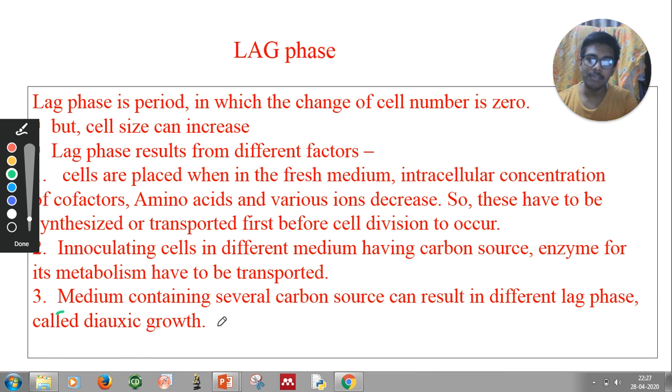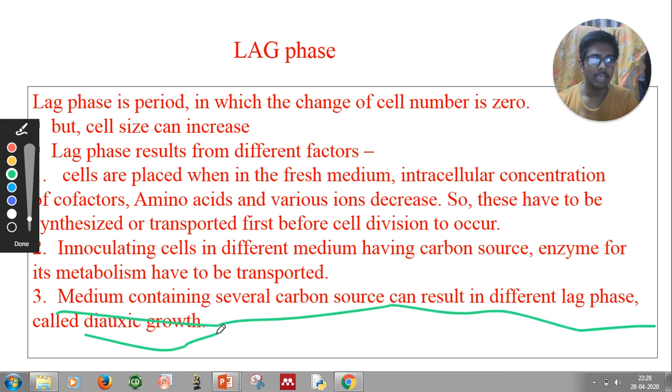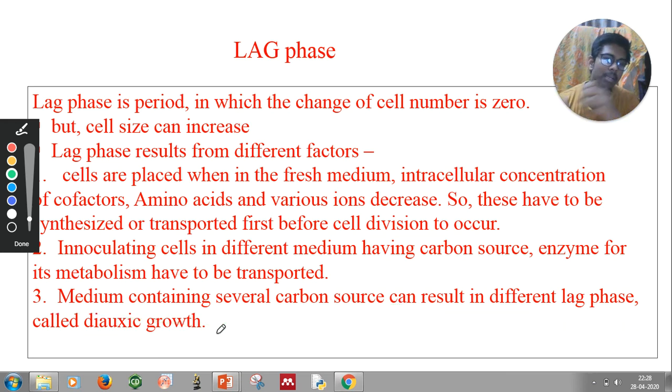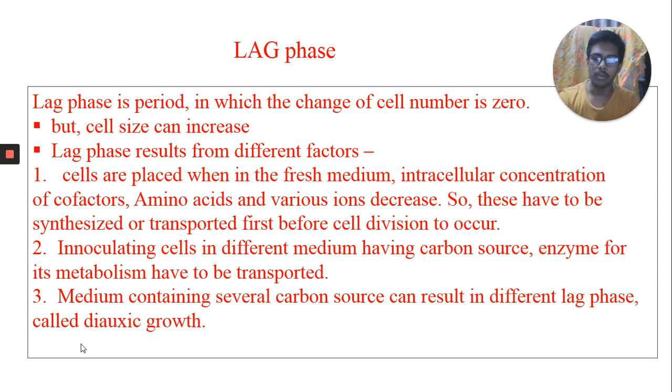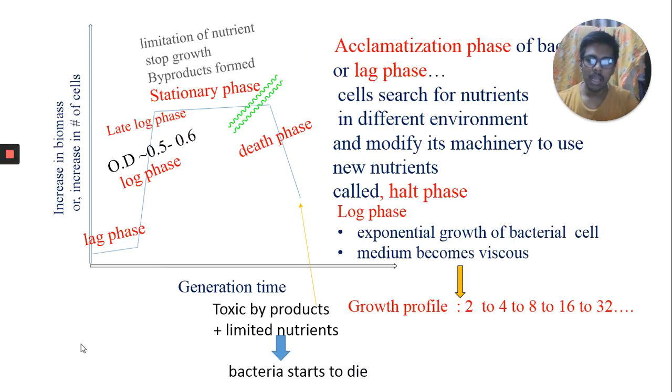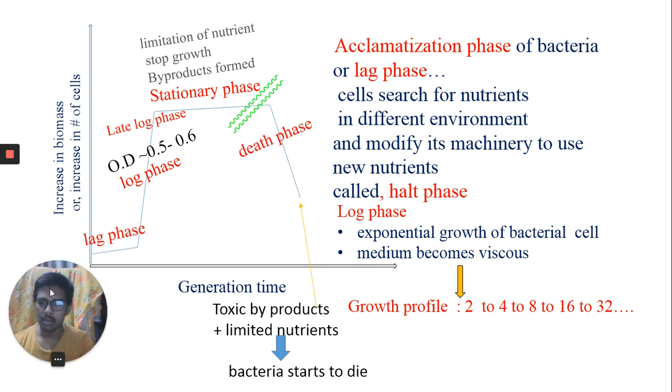A medium containing several carbon sources can result in different lag phases, called diauxic growth. This means different carbon sources are taken up by different bacteria, following different growth curves. Then it is called diauxic growth. So this is the main curve. This is very important, and we will discuss related concepts in the next video: fed-batch and continuous fermentations.